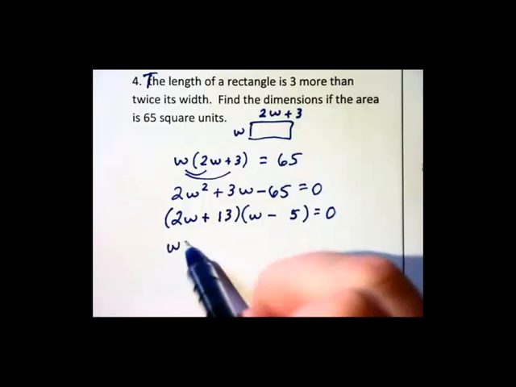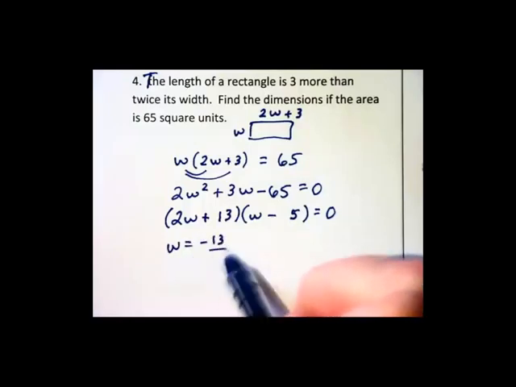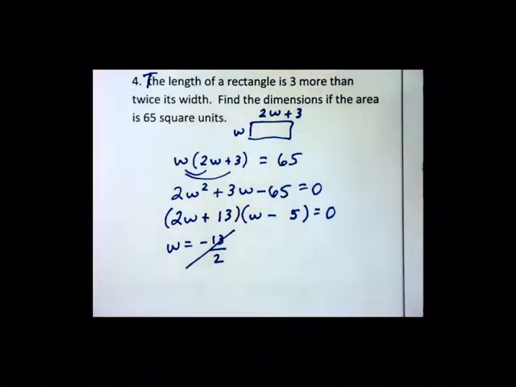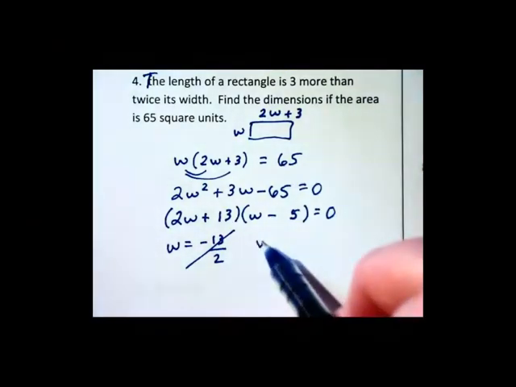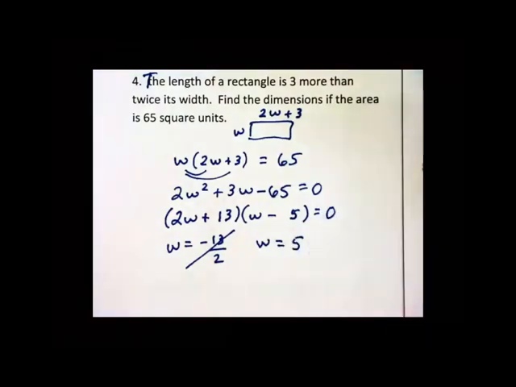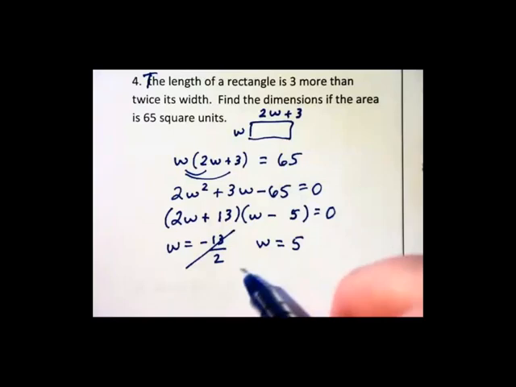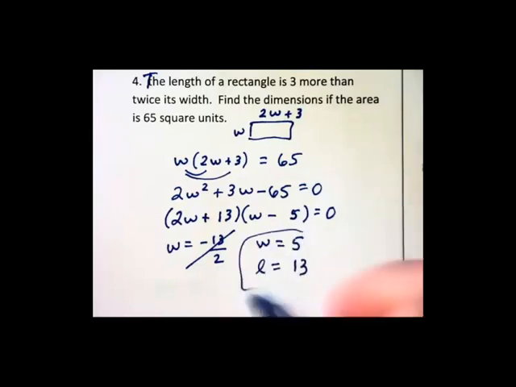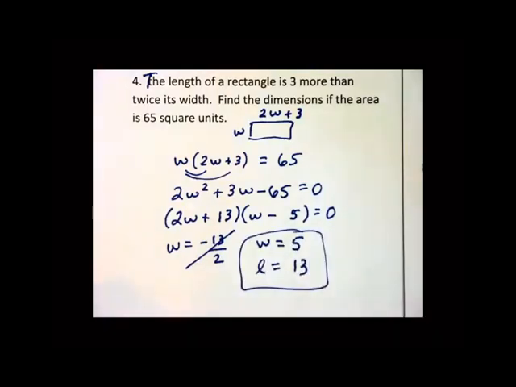So we're going to get w equals negative 13 halves, which we have to cross off because that will not work. We cannot have a negative width for a rectangle. So w is going to equal 5 square units, 5 units, whatever the units are. And the length, 2w plus 3, means double this to 10 and add 3, 13. So this is a 5 by 13 rectangle.